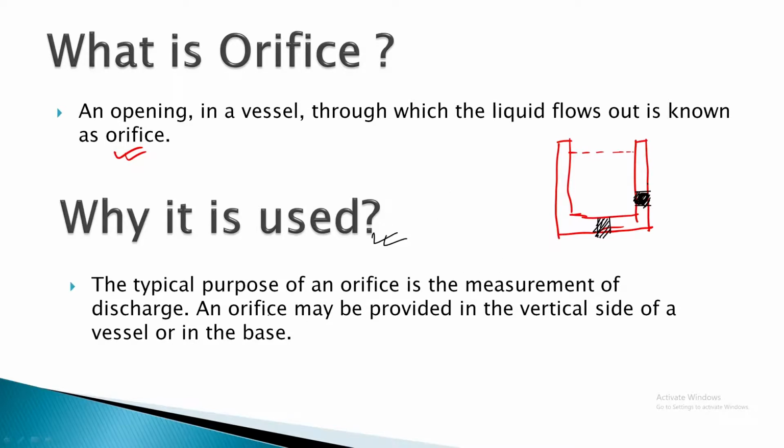This is already written: an orifice may be provided in the vertical side of a vessel or in the base. So it might be present in this side also and maybe in the base. So let's see in detail.